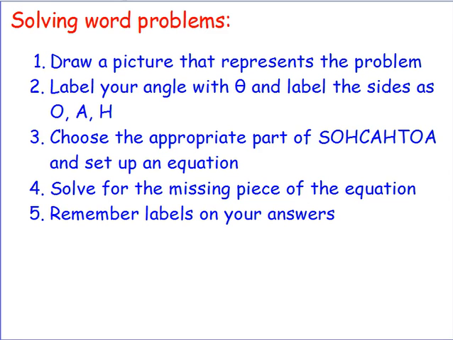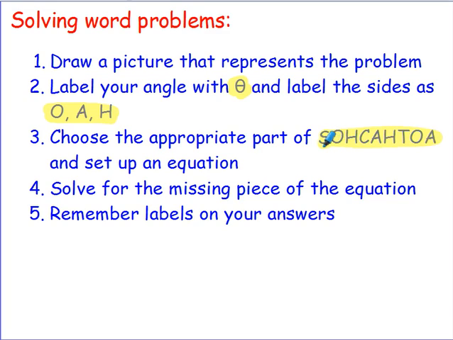So let's take a look at our step-by-step instructions. First, draw a picture that represents your problem. This requires you to read the word problem, sometimes read it more than once. Draw trees, draw people, draw the ground, draw buildings, draw whatever it is that they're talking about. Once you have a thorough picture, then you're going to label your angle with theta. We've seen him before. And you label your sides with O, A, and H. Then, of course, choose the appropriate part of SOHCAHTOA.